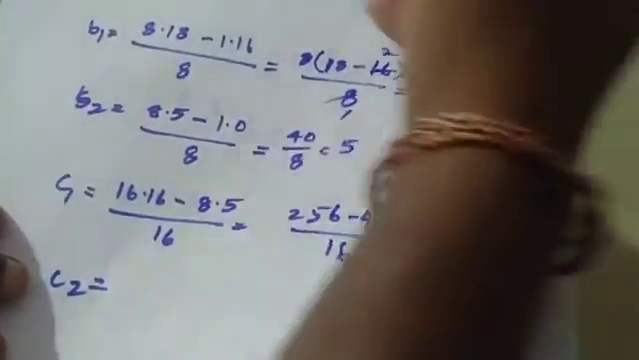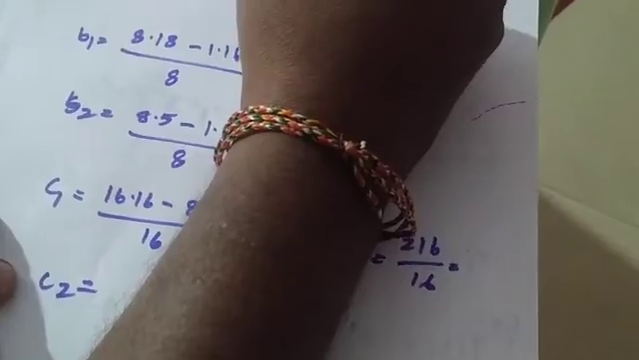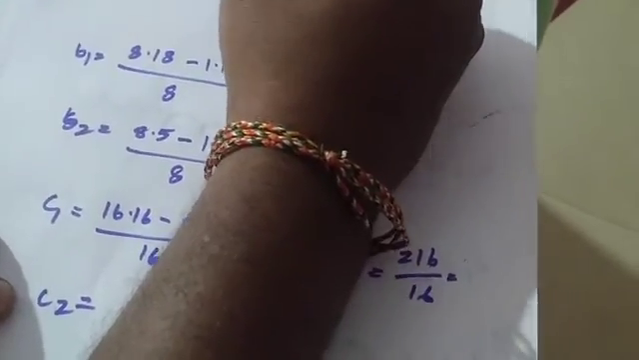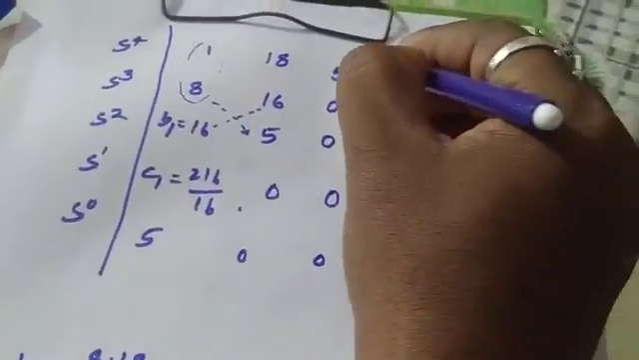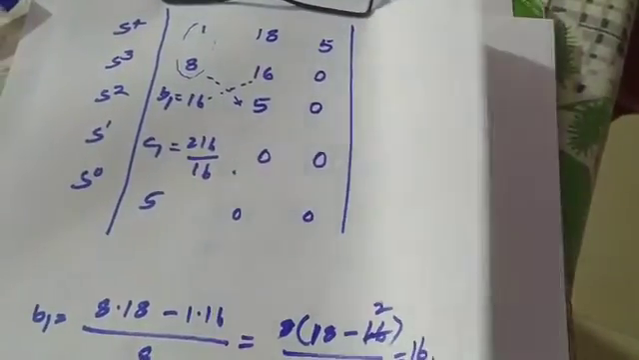And then C2 is equal to 0, and this is 0. So you write S0 row as 5, and this is 0, this is 0. So now this is your tabulation.